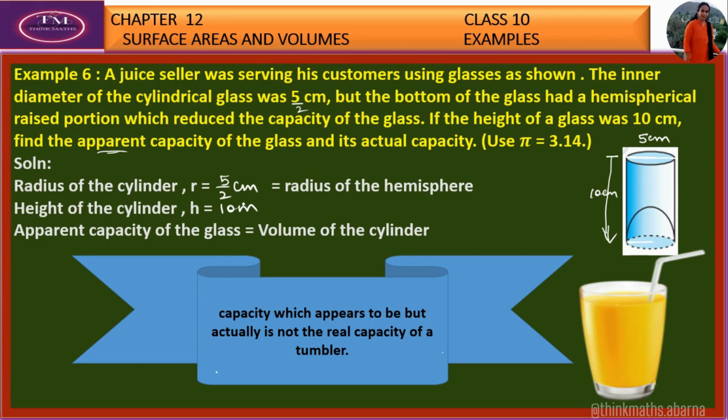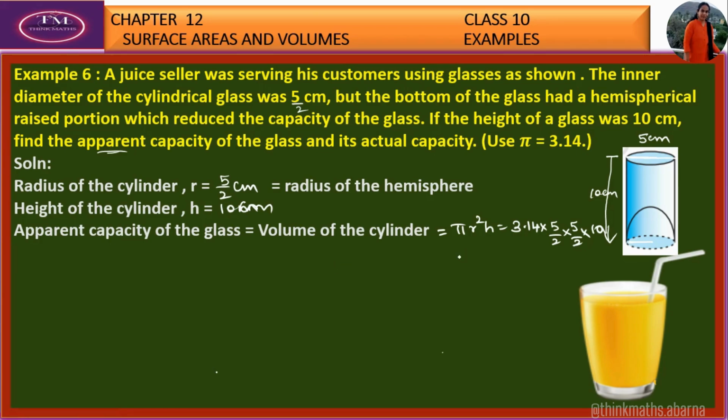Now we have to find out the apparent capacity of the glass. That is, it appears to be the volume of the cylinder. So volume of the cylinder is nothing but pi r squared h. Pi value should be taken as 3.14. What is r? r is 5 by 2. So 5 by 2 into 5 by 2 into h. h is 10. So we have to find out this value.